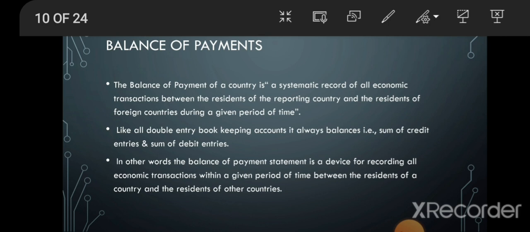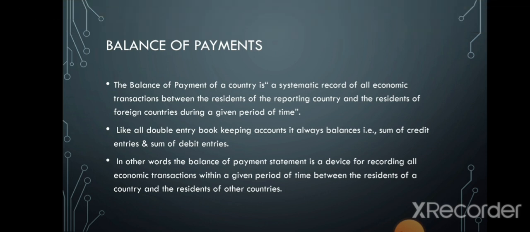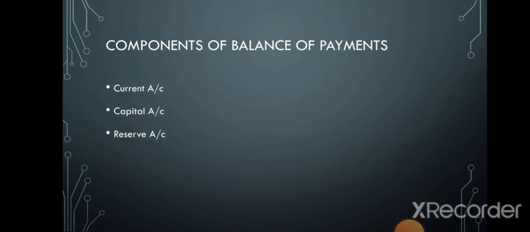Some of the definitions of balance of payments are: it is a systematic record of all economic transactions between the residents of the reporting country and residents of foreign countries during a given period of time. So there are some characteristics of balance of payments. It is a statement of systematic record of all economic transactions between one country and the rest of the world. It is a record pertaining to a period of time, which is usually 1 year.